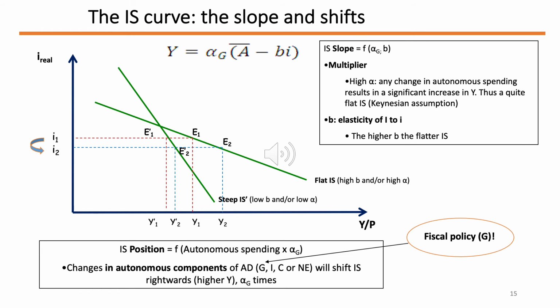Here you have two scenarios, one in which the reaction of investment to changes in interest rates is very high, and the other one in which it is not that high at all. That's why you have a flat IS line versus a much steeper IS line. So the same cut in interest rates from i1 to i2 produces quite a different result in terms of investment spending and therefore the level of income in the economy.